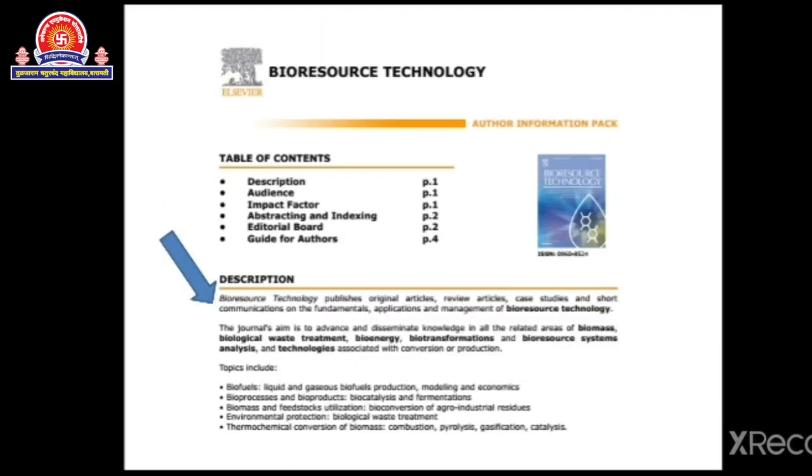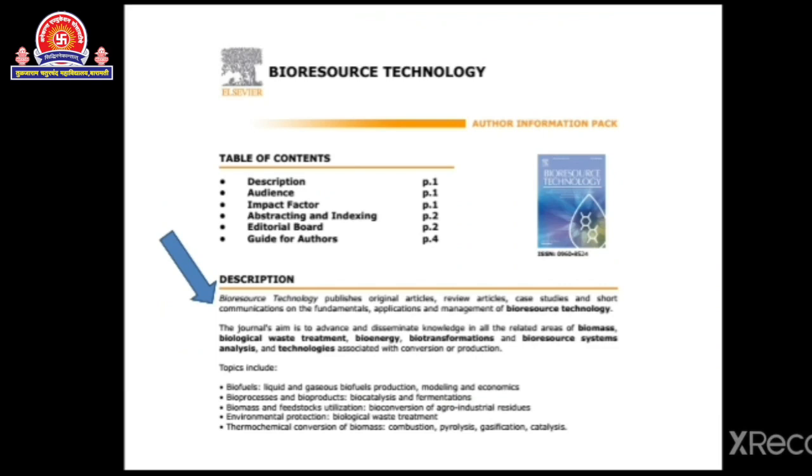So for example, this is a journal published by Elsevier, that is Bioresource Technology. This is basically a multi-disciplinary journal, we can say. Chemistry people, botany, zoology, mathematics, microbiology, whatever subjects have a little connection with biology, can publish their work in Bioresource Technology, which has a very high impact factor of 4.5.